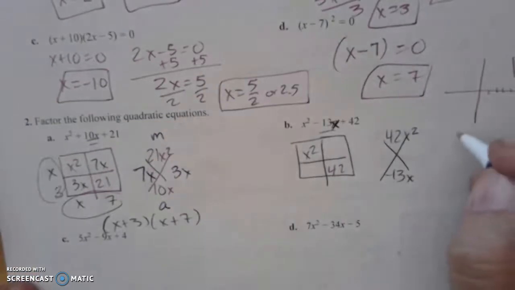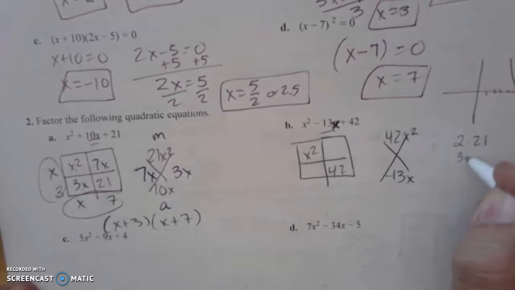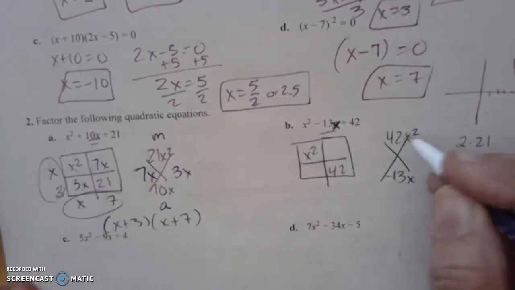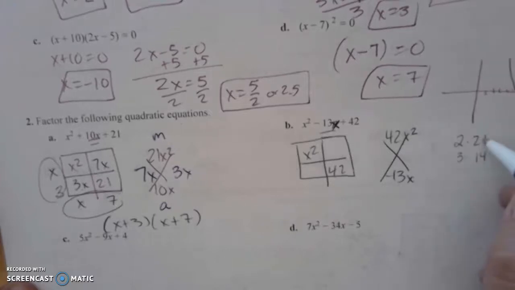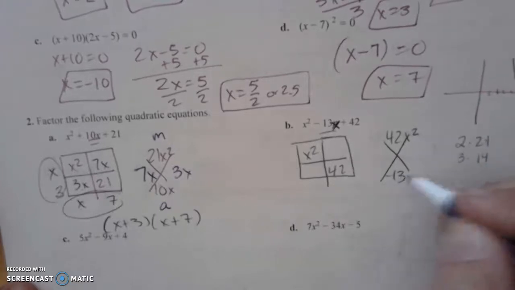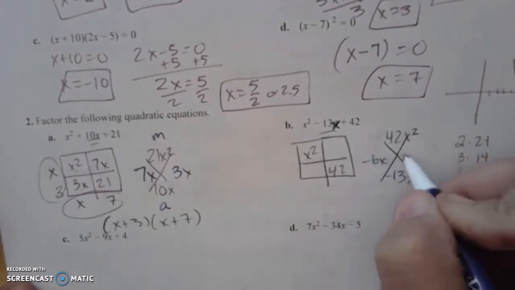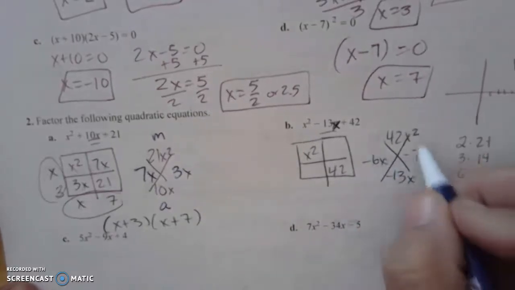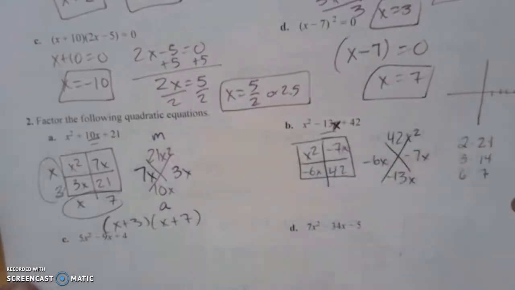Now a way to think about that is, what are numbers that multiply to 42? 2 times 21. 3 times 14. Well, 2 and 21 I can't add to make a 13. 3 and 14 I can't add to make a 13. What about 6 and 7? 6 times 7 makes 42, and it adds to make 13. So what if I made them both negative, and a negative times a negative makes a positive? So we go negative 6x and negative 7x.